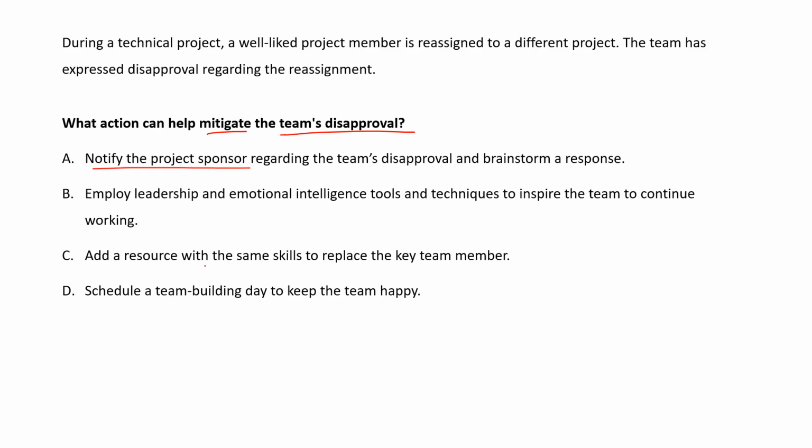Then if you look at add a resource with the same skills, the problem is not the skill. It is a well-liked project member. So it is not a problem with the skill. So similarly, C cannot be the answer. And we are not taking them to a day out. A team building day to keep the team happy, it's not about making them happy. It's about their sentiments. And whenever you find the word sentiments or the feeling of sentiments in the question, the answer will be emotional intelligence. So yes, those who answered B are correct. Employ leadership and emotional intelligence tools and techniques to inspire the team to continue working without any situations. So yes, B was the correct answer.